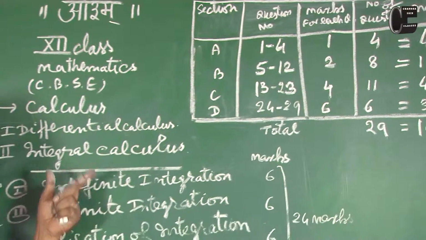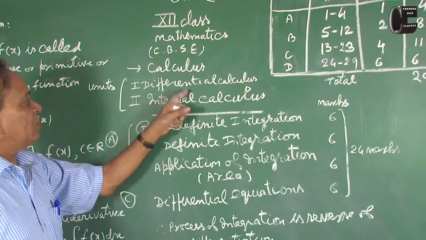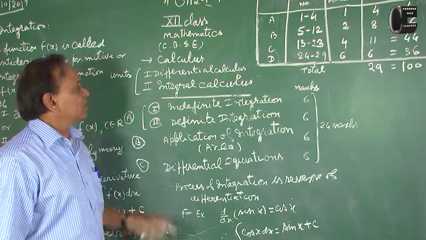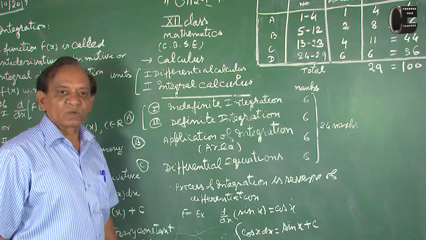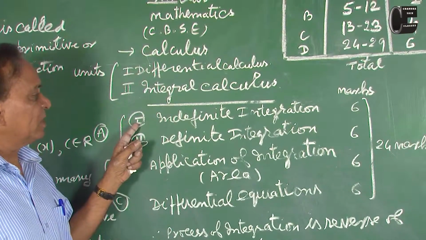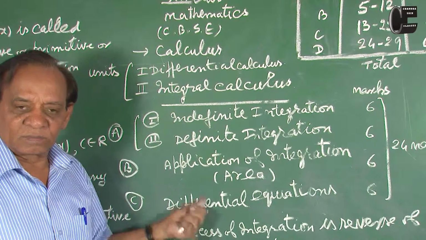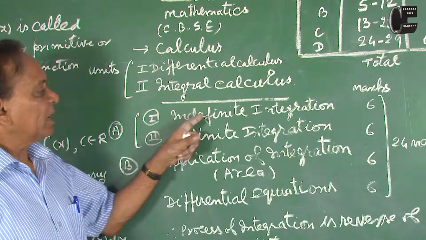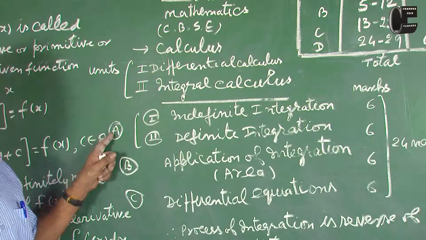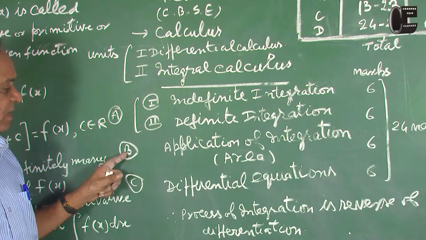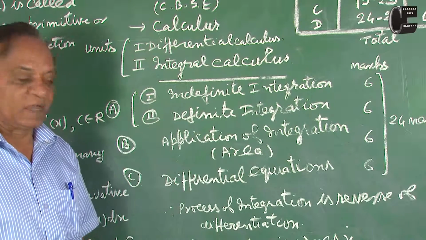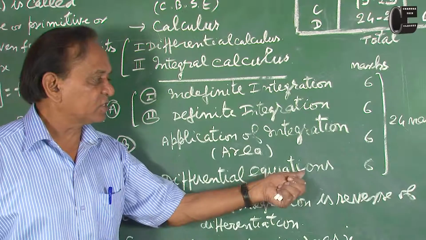Now we come to our point. We have taken differential calculus in the last videos. Now we are taking integral calculus. In integral calculus, in our NCERT book, there will be 3 chapters. Number 1, indefinite integration and definite integration; there will be 2 parts in the first chapter. After that, application of integration, which will include area. After that, differential equations.